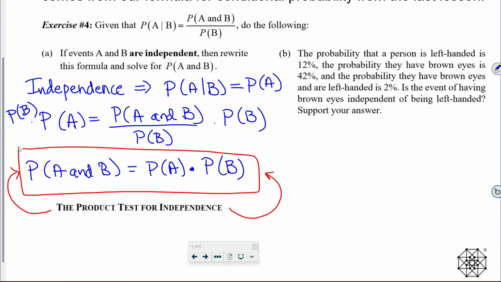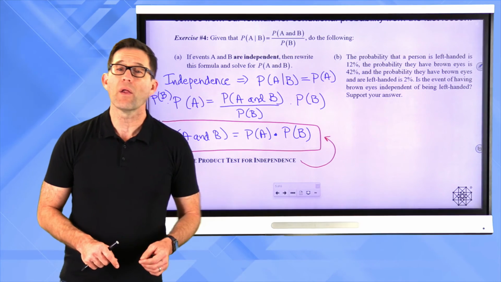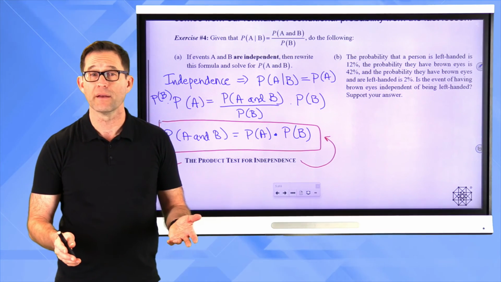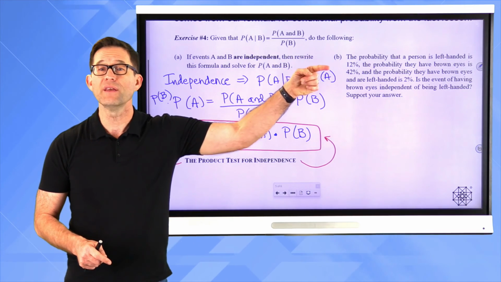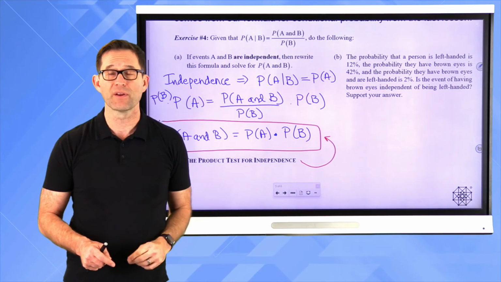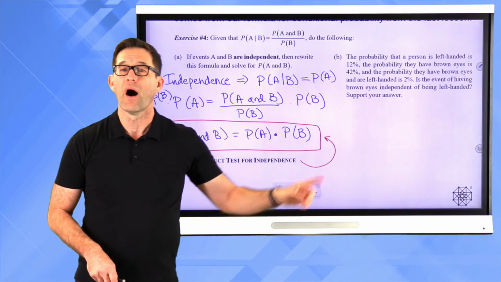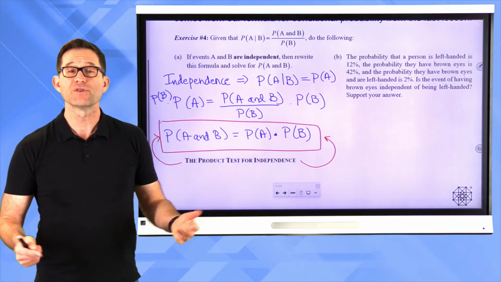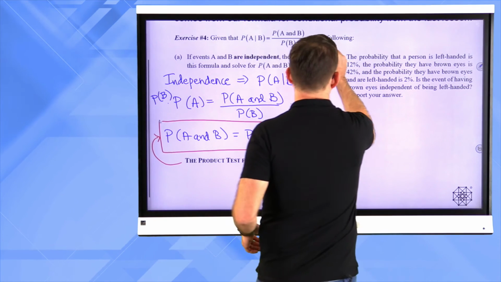Is the event of having brown eyes independent of being left-handed? Support your answer. Okay, well, if the two events, being left-handed and having brown eyes, are independent of each other, then when I take these two probabilities and multiply them together in their decimal form, I should get this particular probability in its decimal form. So let's take a look, and let's lay it all out.